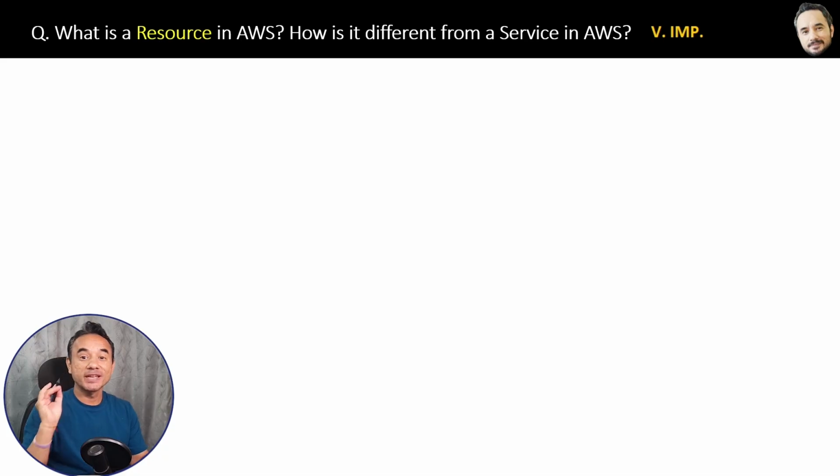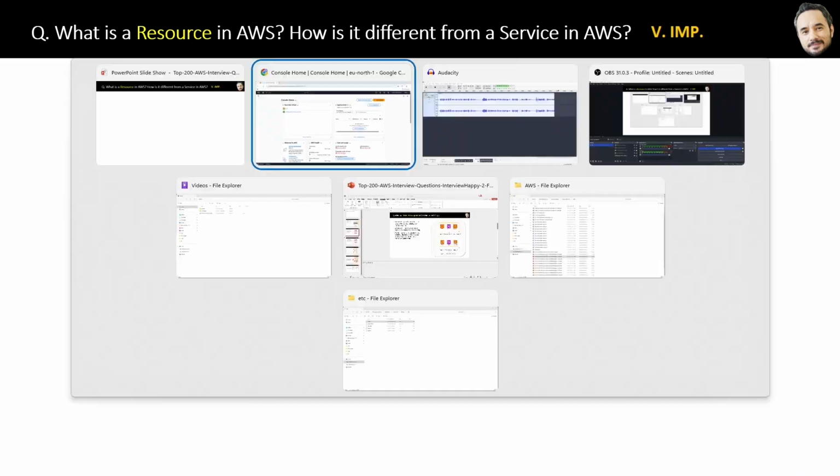What is a resource in AWS? What is the difference between a resource and a service? Yeah, I know it sounds very easy, but I don't want to take any chance with any confusion. So let's quickly understand it. Let's go to my AWS Management Console.